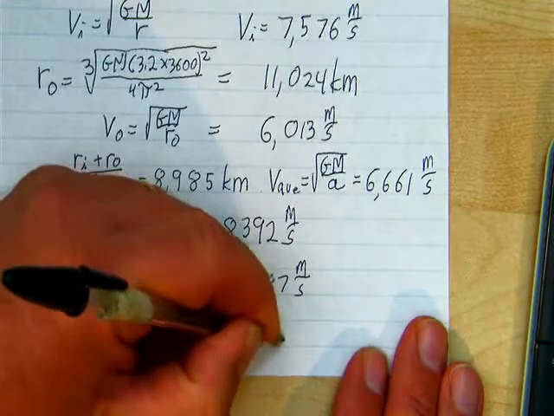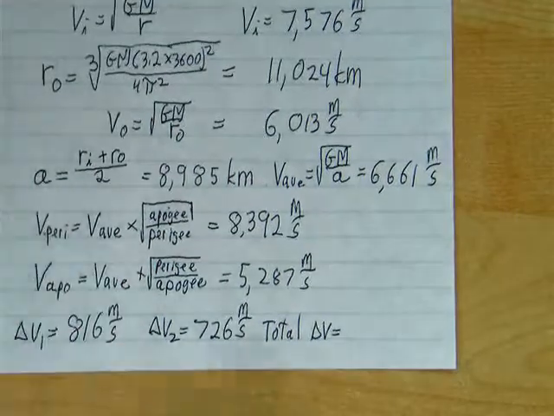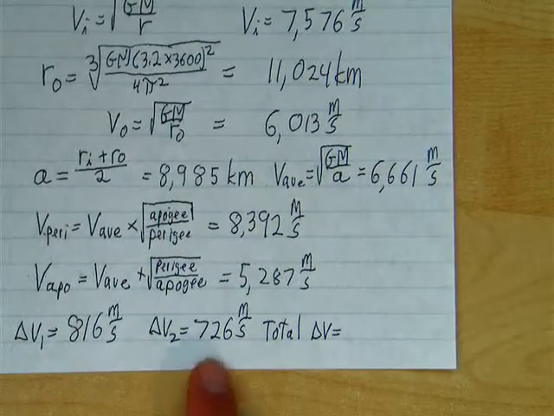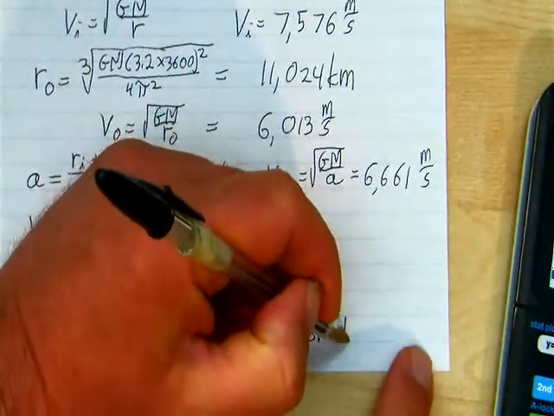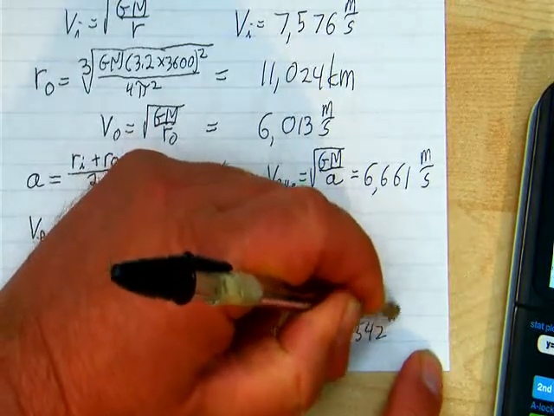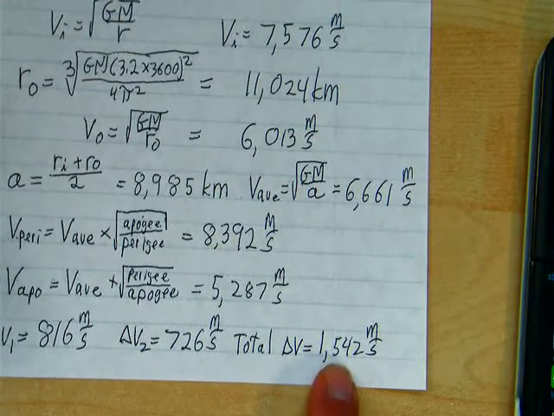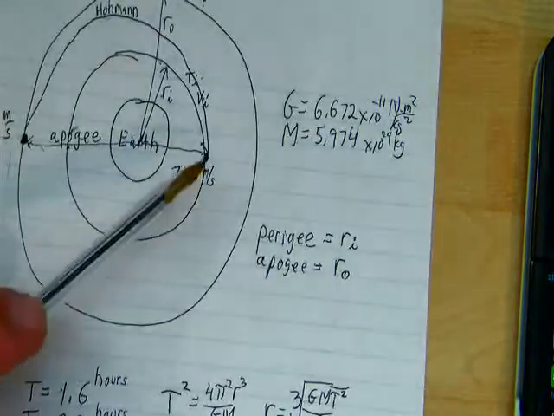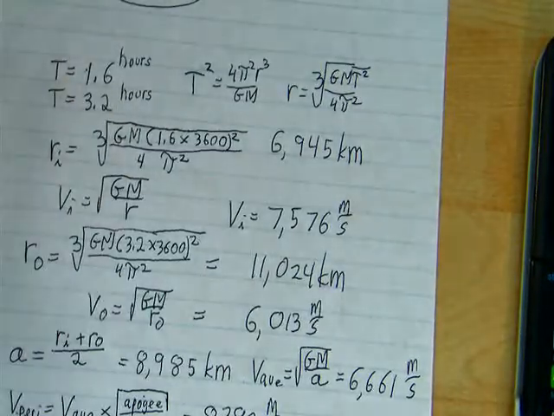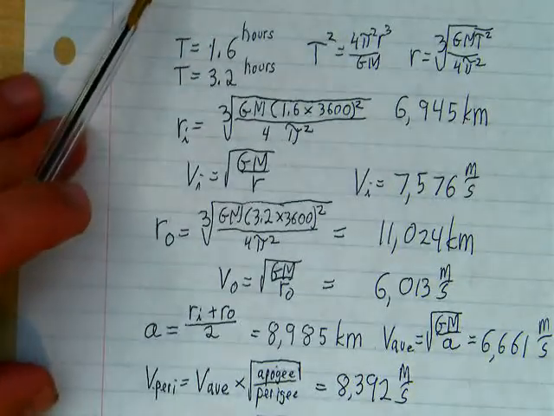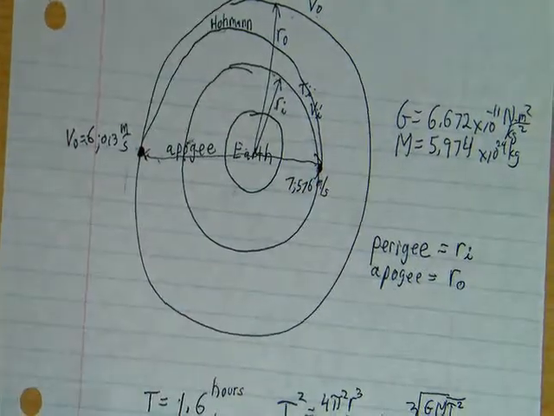For rocket fuel calculations, we need to know the sum of these two values. 816 and 726 add up to 1,542 meters per second. That is the total amount of change in velocity I need if I really want to go from inner orbit to outer orbit. The last piece of information that I ask of you students is how much time does it take to go from inner orbit to outer orbit?